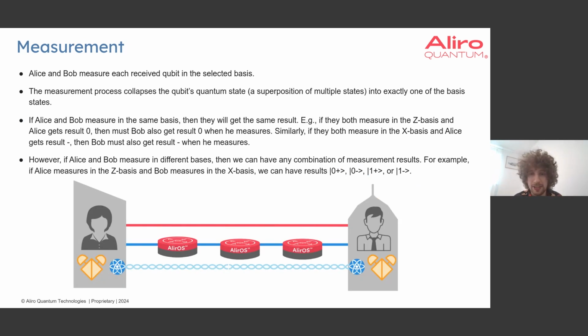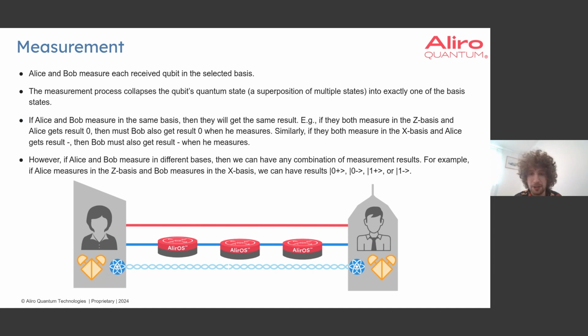Alice and Bob measure each received qubit in the selected basis. The measurement process collapses the qubit's quantum state, a superposition of multiple states, into exactly one of the basis states. Note that in every protocol we have discussed today, we have made measurements. For example, with Bell state measurement stations in our EEG protocol and in entanglement swapping, and measuring the target qubit in our purification protocol. Our measurements have been carried out, at least in part, by single photon detectors.